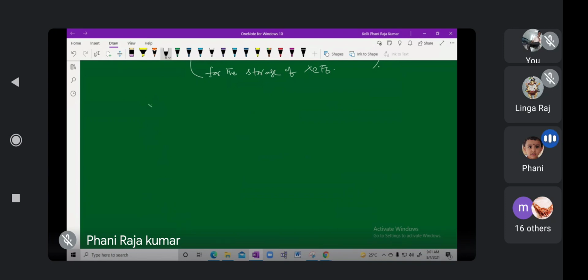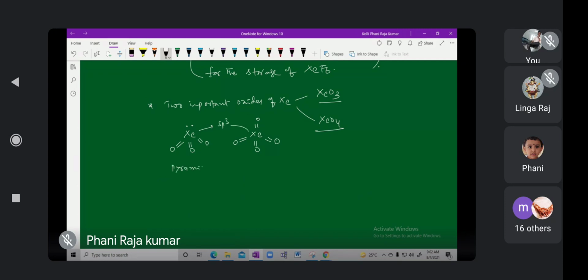And finally, along with fluorides, we have two important oxides also. One is XeO3, another one is XeO4. XeO3 is sp3 with one lone pair. XeO4 is sp3, no lone pair on the central atom. So both xenons are sp3, but this one is pyramidal.